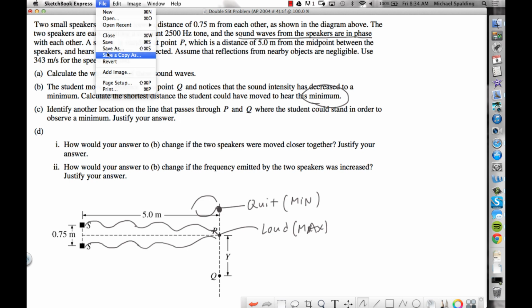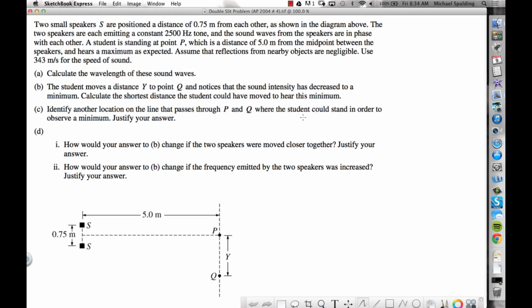Okay, so the pattern's going to go like this. We're going to have maximum, minimum, maximum, minimum. That's the pattern, right? When we did this with light, it was bright, dark, bright, dark, bright, dark, but same thing, maximum, minimum. So here we'd have minimum, maximum, something like that. The pattern continues.